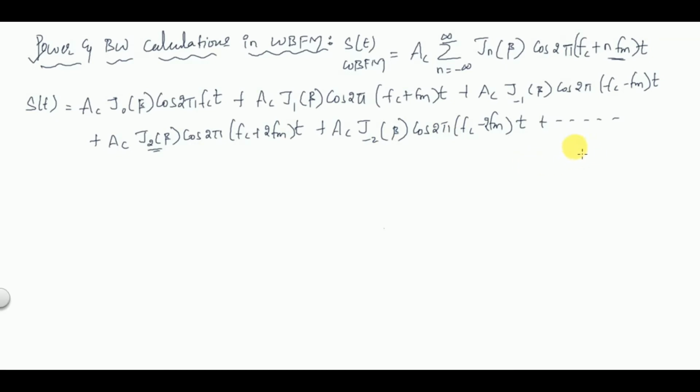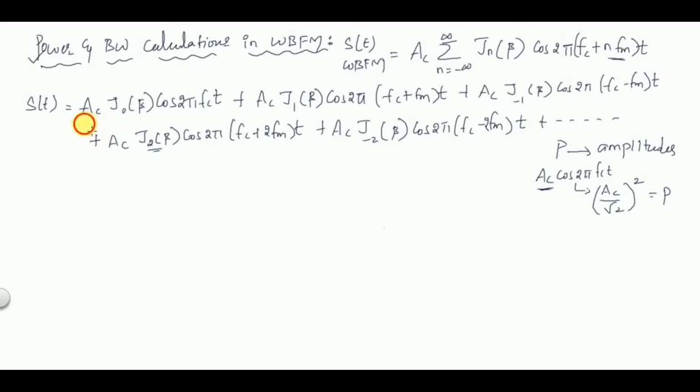As I have told you, when you are calculating power, we consider only amplitudes. Frequency is not a problem. Power only depends on amplitude. So when you have a signal Ac cos 2 pi fc t, first of all we have to find the RMS value. This represents the maximum value. From the maximum value you have to find the RMS value, and we have to take the square of it to get the total power.